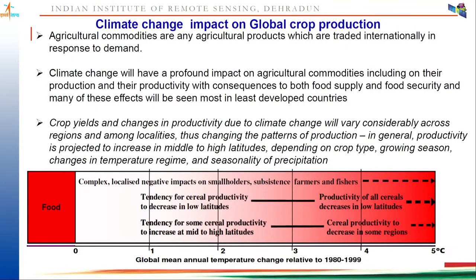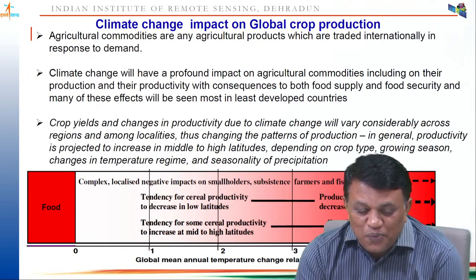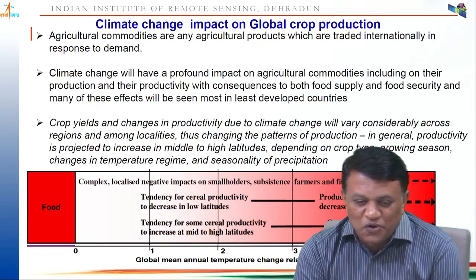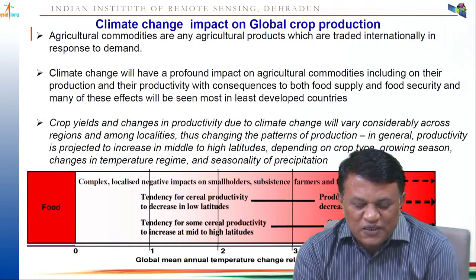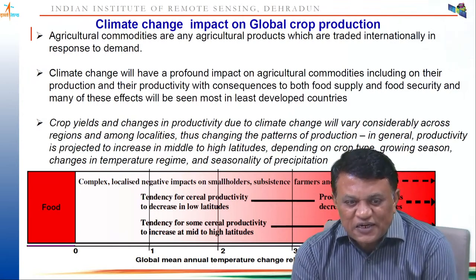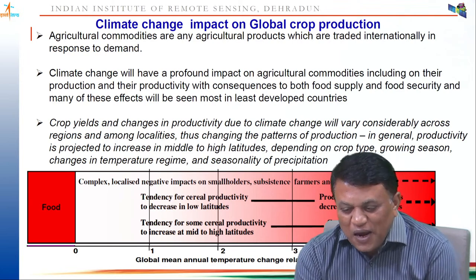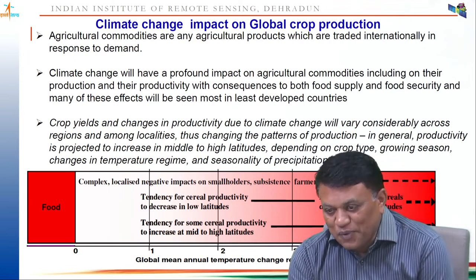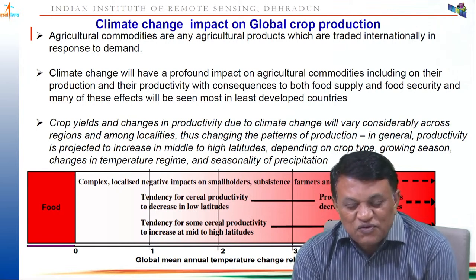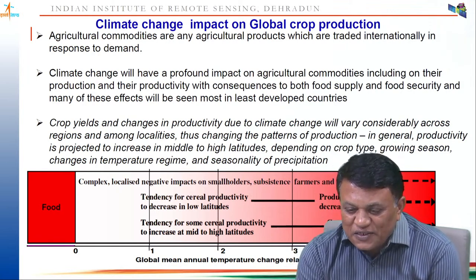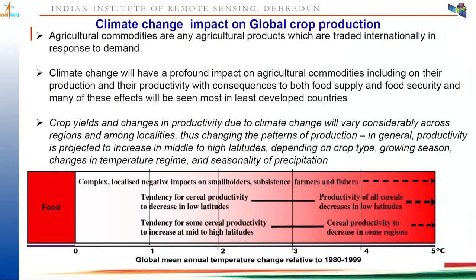So let us talk about how climate change is going to affect the productivity, production, and agriculture commodities. Agriculture commodities are any products which are traded internationally in response to demand. Climate change is going to affect both production and productivity. Finally, it will alter food balance and supply, and food security. This will affect more the developing countries or least developed countries. Crop yield and climate change effects will vary across different regions and localities. Generally, a productivity increase is going to be observed particularly in the middle to high latitudes.